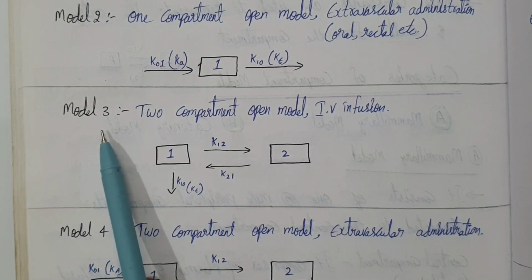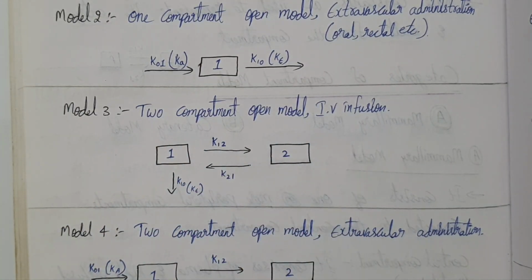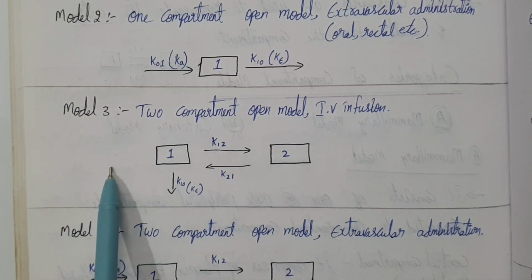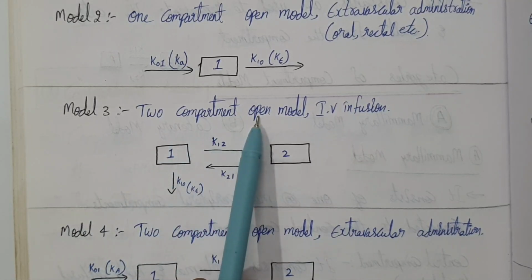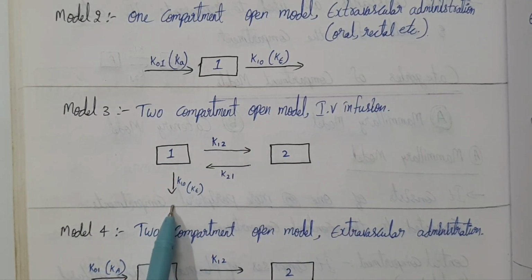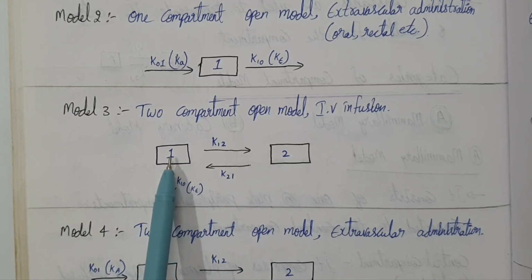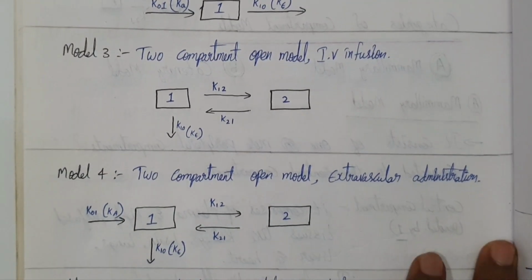Then we have model number 3, two compartment open model with IV infusion. IV infusion means no absorption. Open model means elimination will be there. Two compartment means central compartment and peripheral compartment. From the central compartment, the drug goes into the peripheral compartment. From the peripheral compartment it again comes into the central compartment. Then elimination takes place from the central compartment.